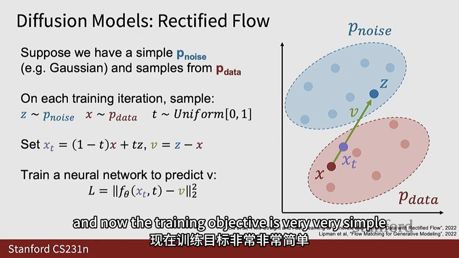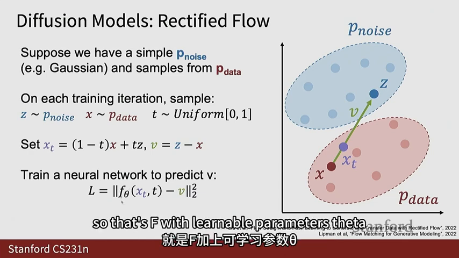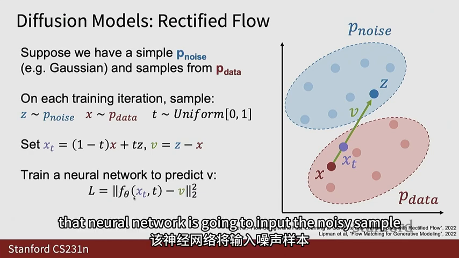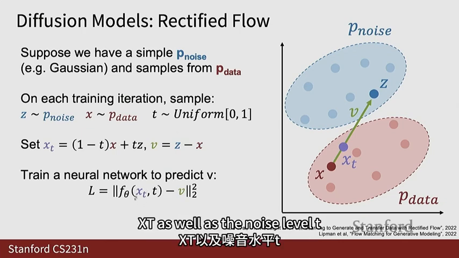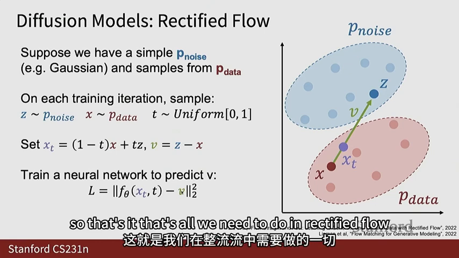It's a linear interpolation between a data sample and a noise sample. And now the training objective is very, very simple. We're going to train a neural network, f theta, so that's f with learnable parameters theta. That neural network is going to input the noisy sample x_t, as well as the noise level t, and it's going to try to predict the green vector v. So that's it. That's all we need to do in rectified flow.